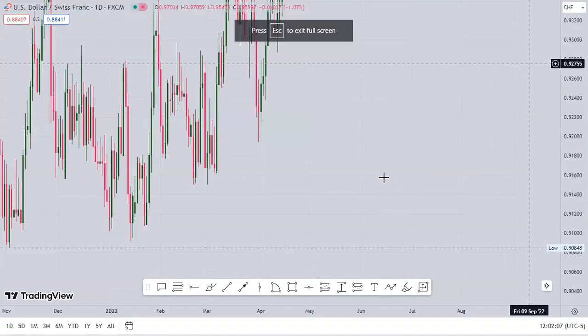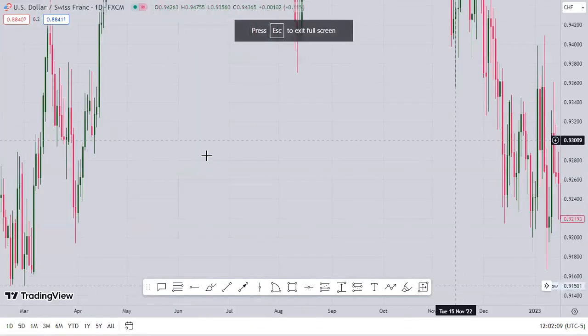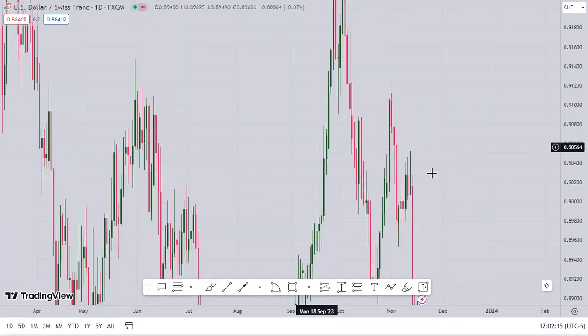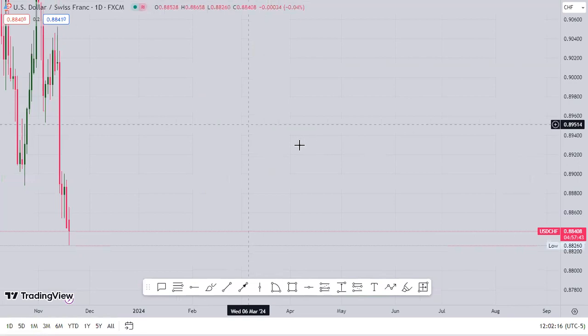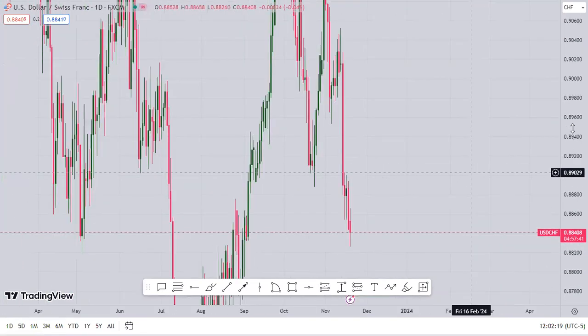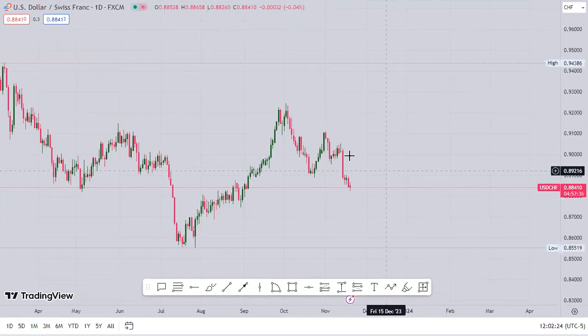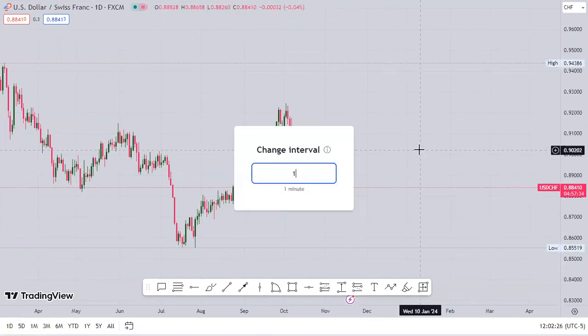Okay, so let's jump to it. This is the recent price action that we are currently looking at. This is where the price is at as of today, right? This is daily. Which pair? This is USD Swiss franc, USD CHF.